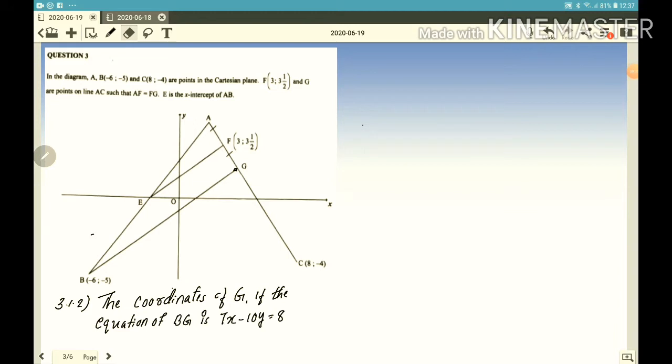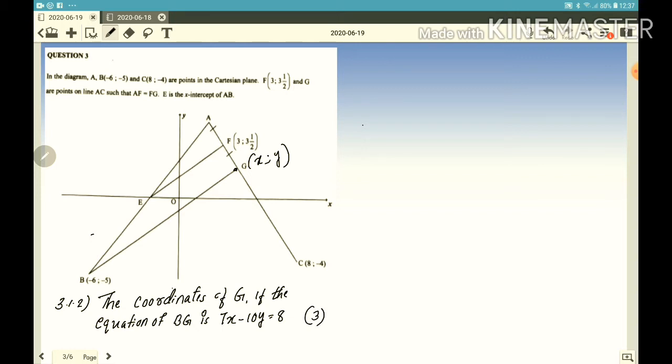Now the next question, you have to find the coordinates of G. That is, the point G has an x value and a y value you have to find. How do you find the coordinates of G? It's a 3 marks question.